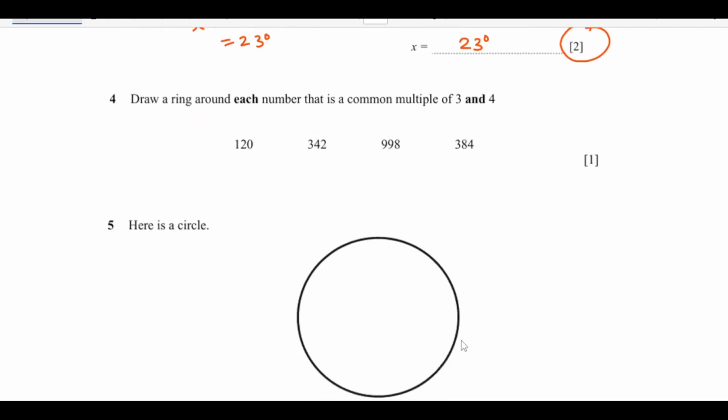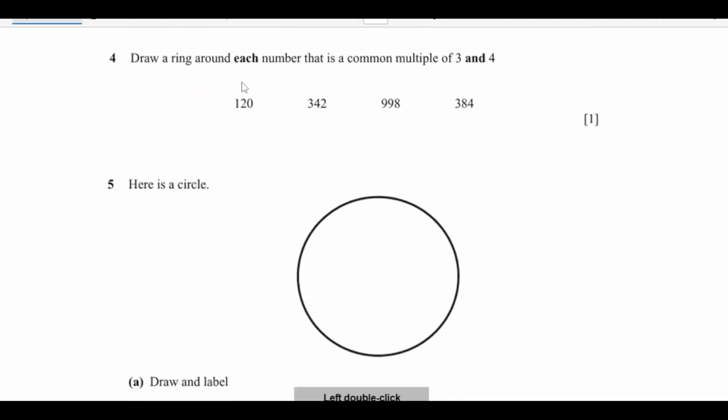Now the next one: draw a ring around each number that is a common multiple of 3 and 4. So for that you can divide the number by 3 and 4 and we will see. To check with 3, when you divide 120 by 3, this is going to give you 40, right? And 3 times 40 and 4 times 30, it's 120. So that means it's a common multiple of 3 and 4.